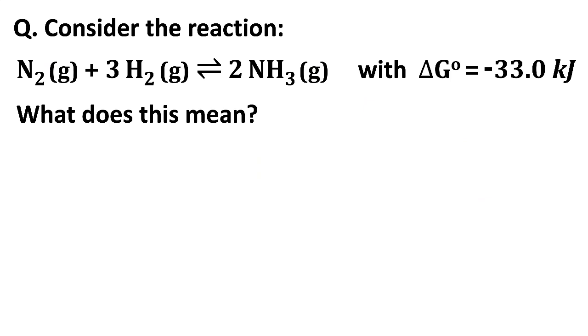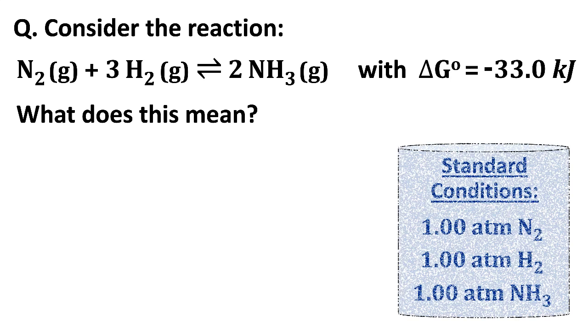Okay, so let's see how to use this with an example of the production of ammonia. Nitrogen plus hydrogen makes NH3, with delta G standard being negative 33.0 kilojoules. Now, we've seen this before.